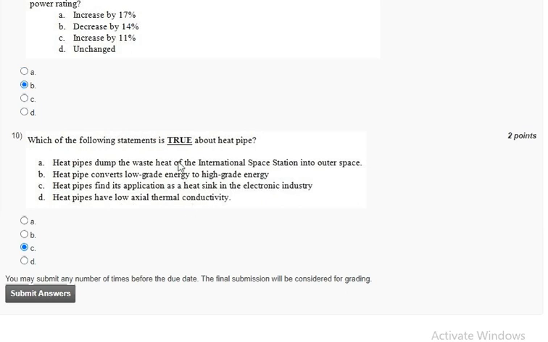Heat pipe dumps the waste heat of the International Space Station into outer space. Heat pipe uses the waste heat. Heat pipe converts low grade energy to high grade energy. Reverse, heat pipe converts the low grade energy to high energy. Actually heat pipe does not convert any type of energy. So C is the correct answer for this question.